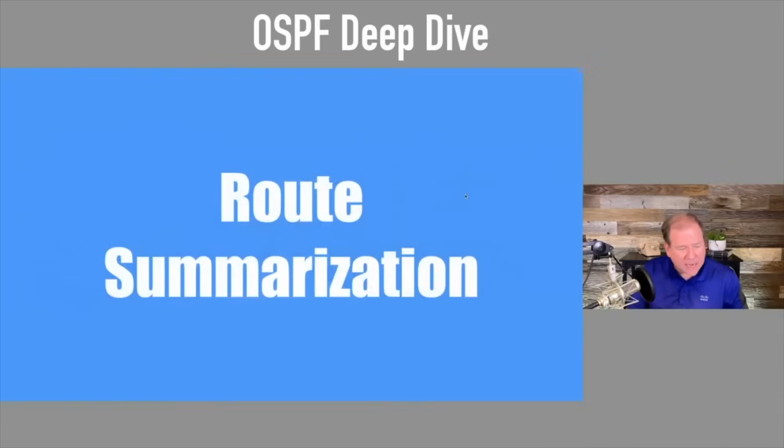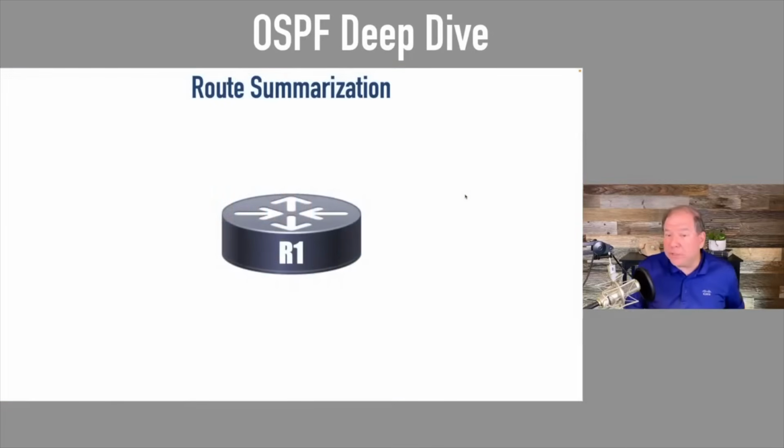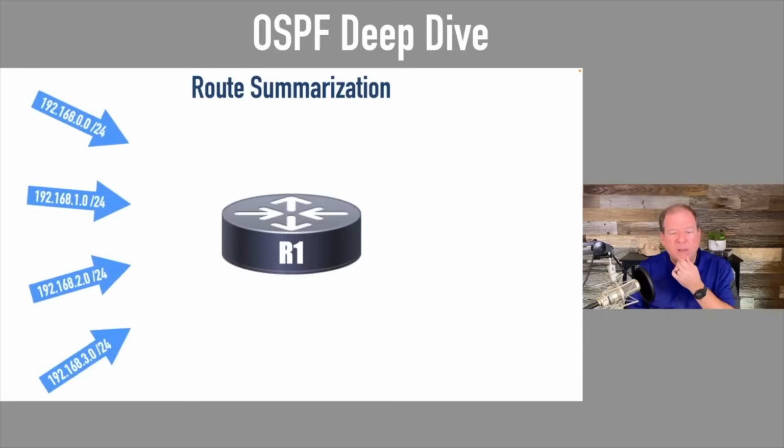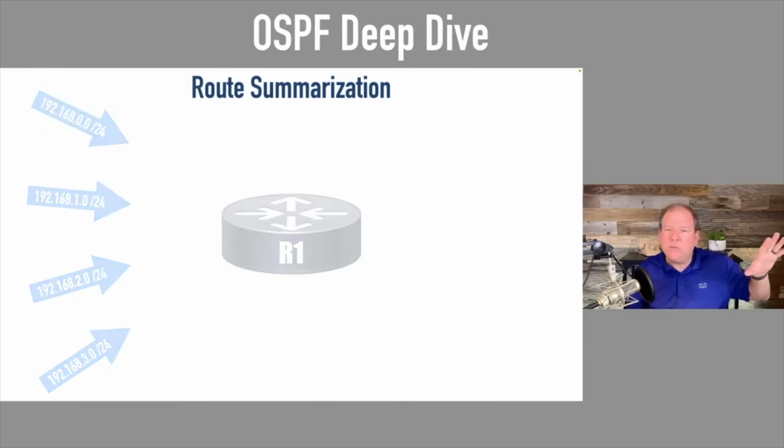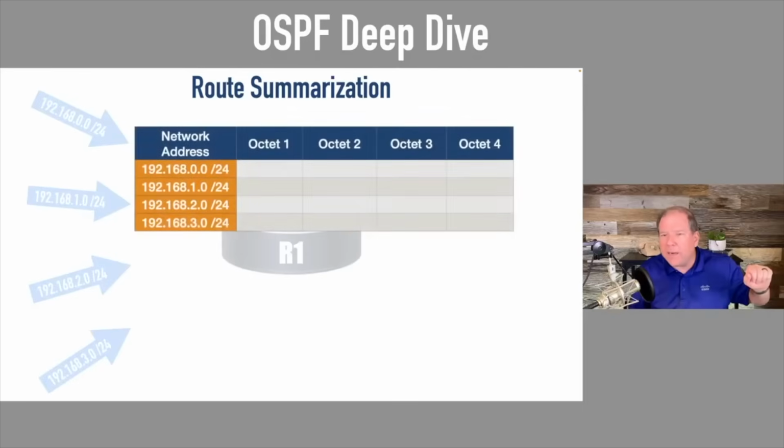All right, next topic we got is route summarization. This is a way to have more efficient routing tables. Because let me give you an example. Let's say that I've got these four networks: 192.168.0.0, 1.0, 2.0, 3.0. If we look at those subnets in binary, they've got a lot in common.